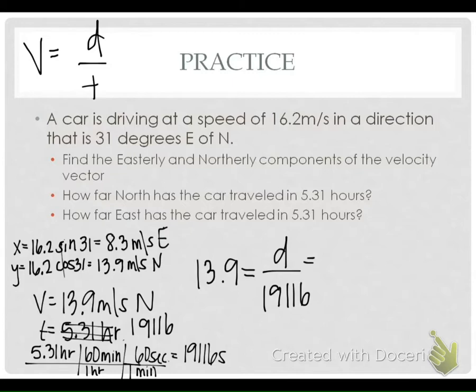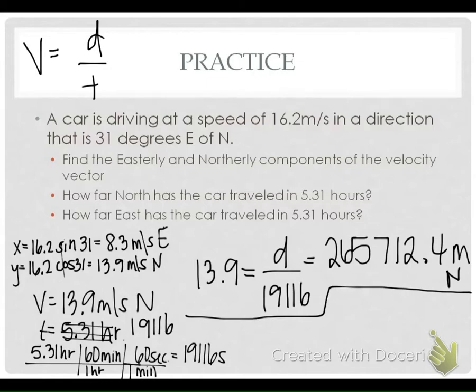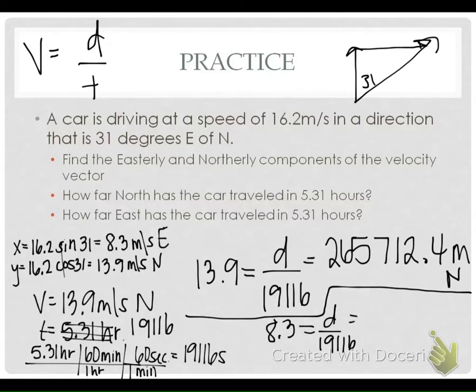And we should get 265,712.4. Whoa. Okay, so that's how many meters we've traveled north in that time. We use the same time for this because it's the same number of hours. And we get, what Elizabeth, what'd you get? 158,662.8. Great, thank you. What's the units? Good, meters east.